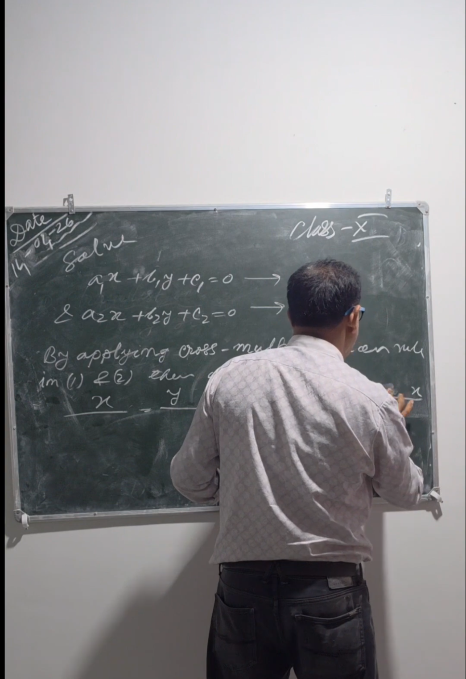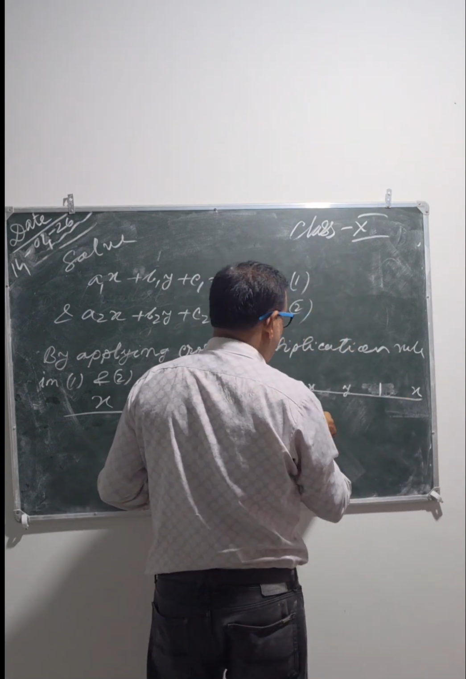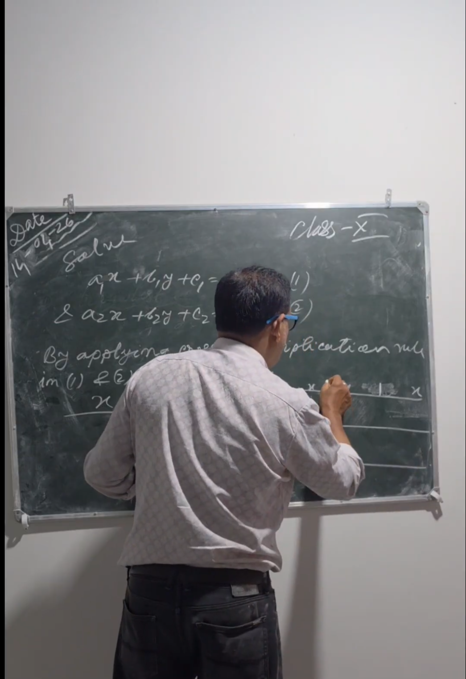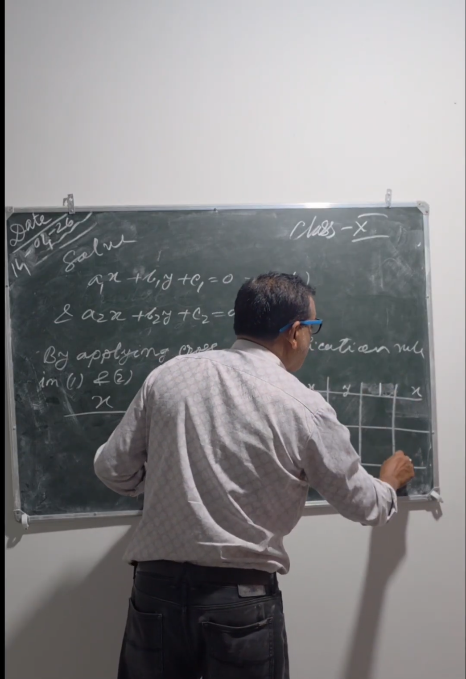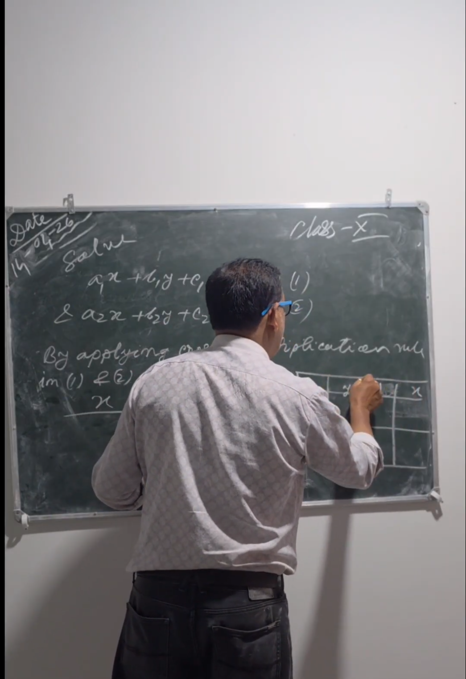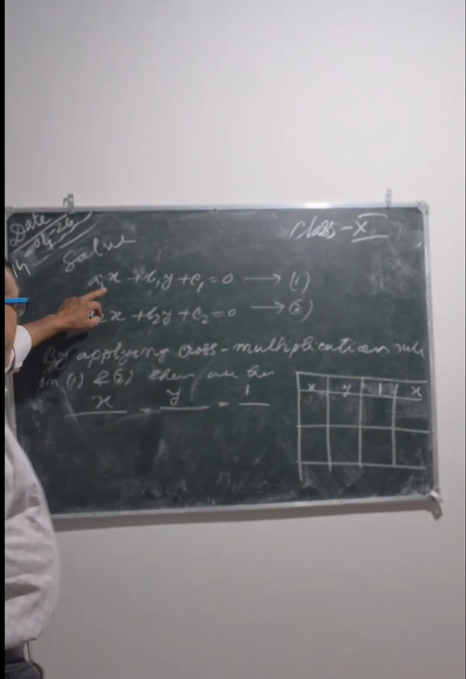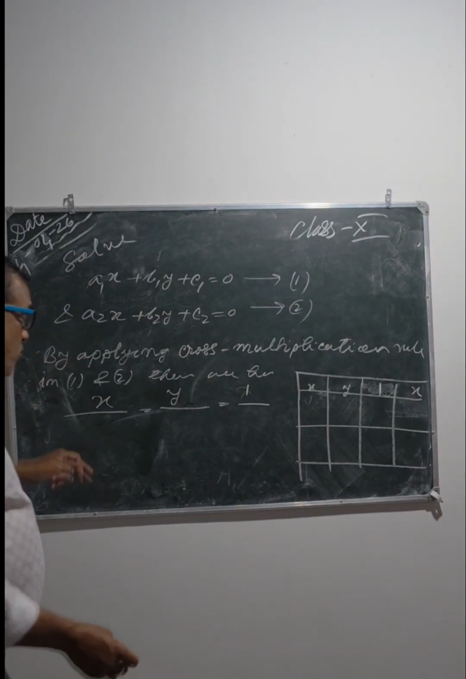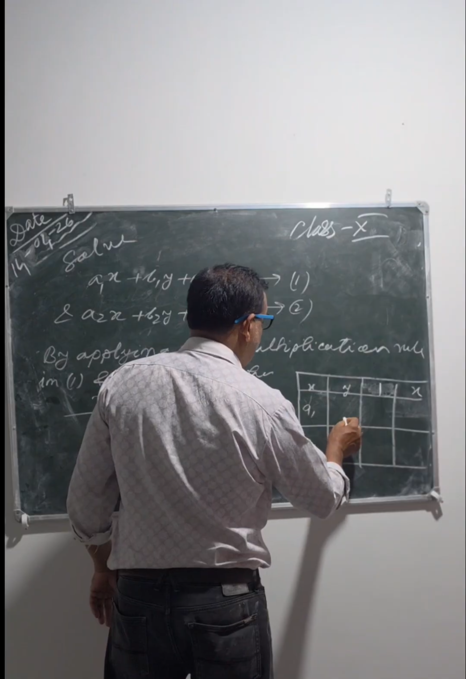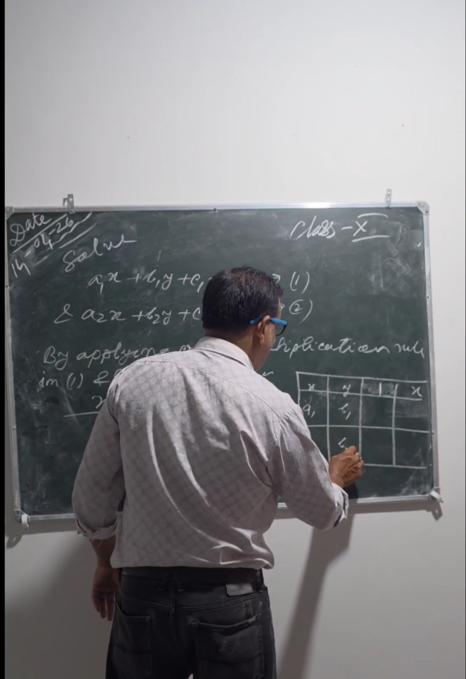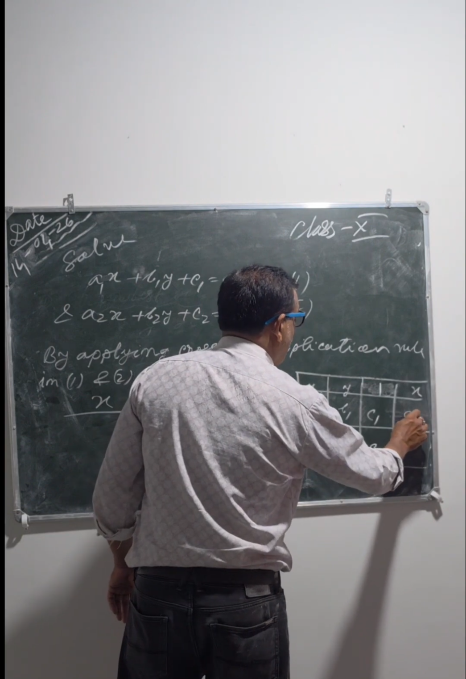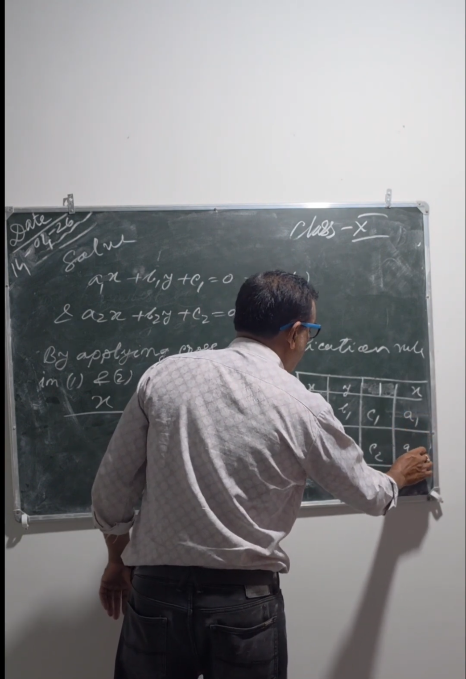So this one we can say is 1 for the constant term. Coefficient of x, coefficient of y, constant term, and coefficient of x once again. So the coefficient of x will be a1, a2, coefficient of y, b1, b2, constant term c1, c2, and the coefficient of x once again, supposed to repeat.